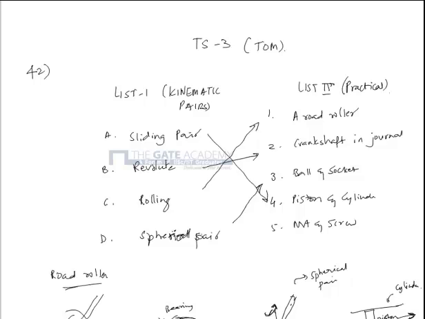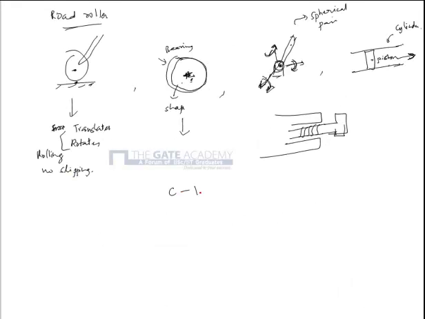So let's summarize our study. C is 1, B is 2, A is 4, and D is 3. So starting with A is 4, B is 2, C is 1, D is 3. So the option is D.